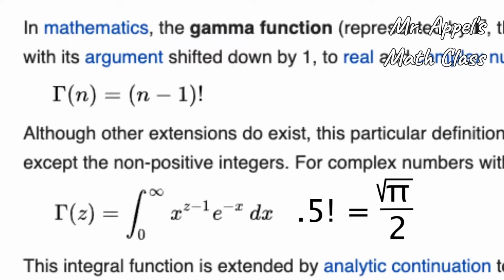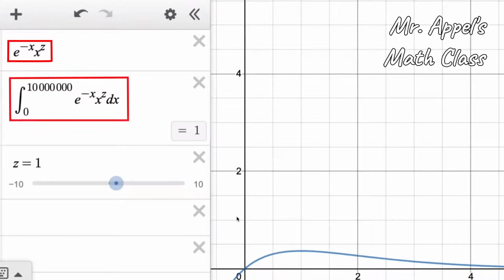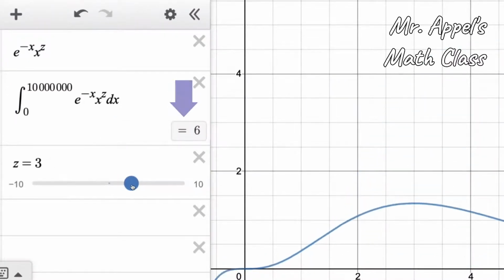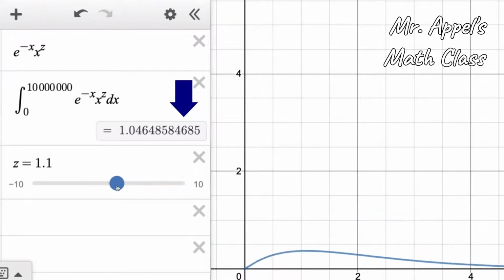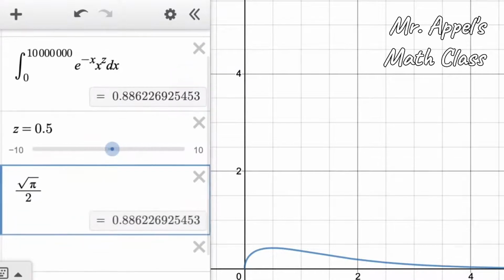In fact, if we go back to Desmos, I've graphed the equation and calculated the area under it from 0 to a big number, since infinity wouldn't work, as a function of z. So if we set z equal to 4, for example, we get 24, or 4 factorial, as expected. And if we set z to 3, we get 6, or 3 factorial. But now we can let z equal 1/2, and it spits out what would be 1/2 factorial, which, like I said, equals the square root of pi over 2.